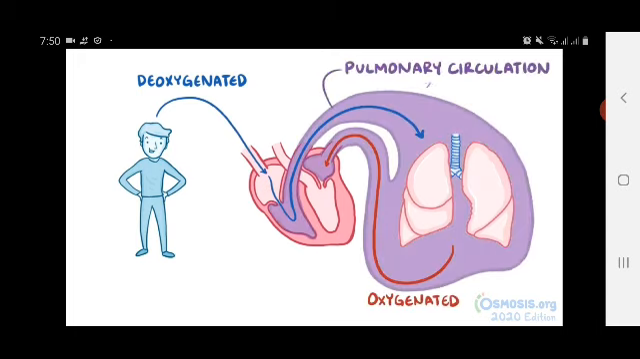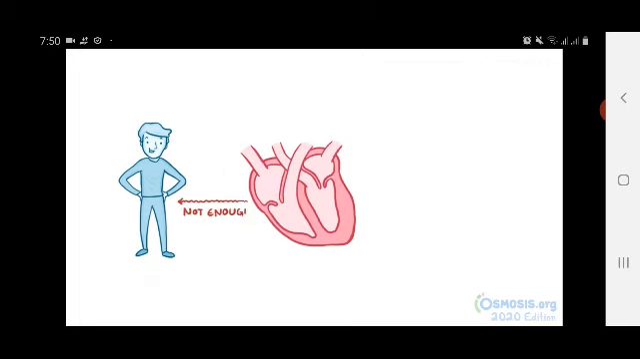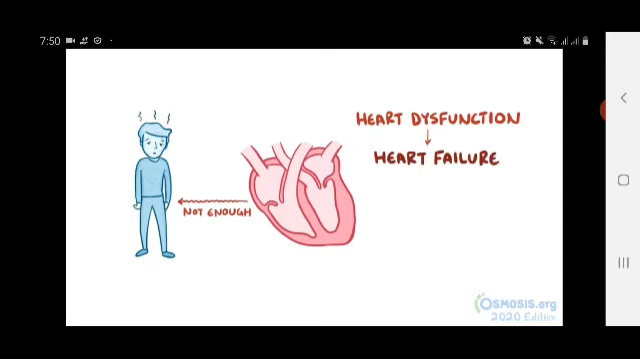The pulmonary circulation is a low-resistance system, with pressures ranging between 10 millimeters of mercury and 14 millimeters of mercury. After going through the lungs, oxygenated blood goes into the left atrium, and then into the left ventricle, and finally gets pumped back out to the body. When the heart can't pump enough blood to meet the body's demands, it's initially called heart dysfunction, and can worsen to a point where it's called heart failure.